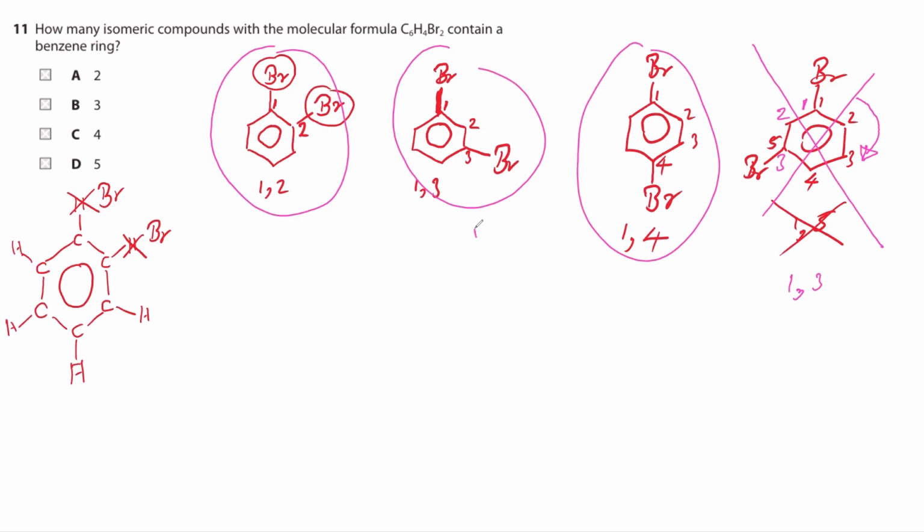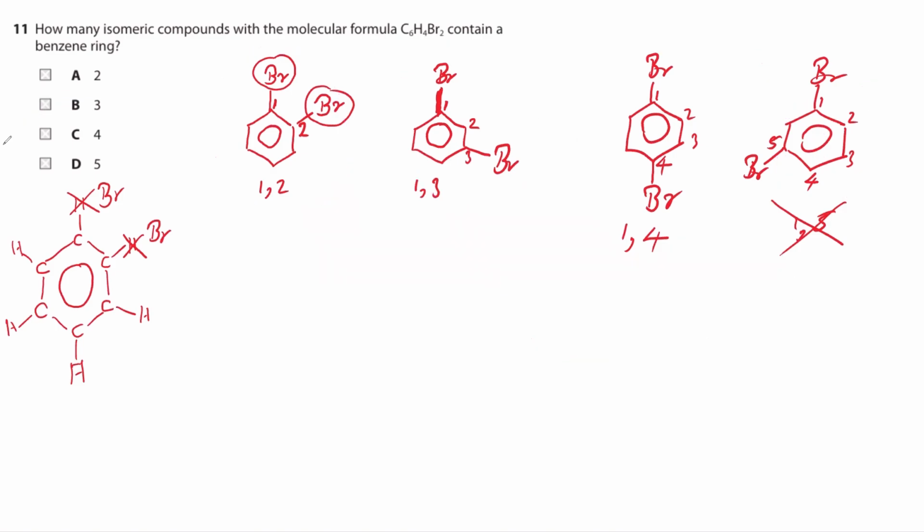This is an isomer, but it's the same as this one. That's why we just remove it. So we can have 3 isomer structures from this. So therefore the answer for question number 11 is B. So question number 11, our answer is B. Right. Let's go for the next one.